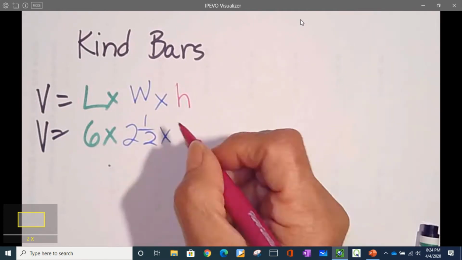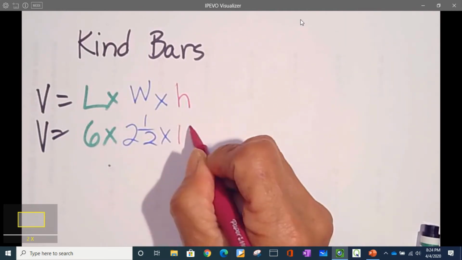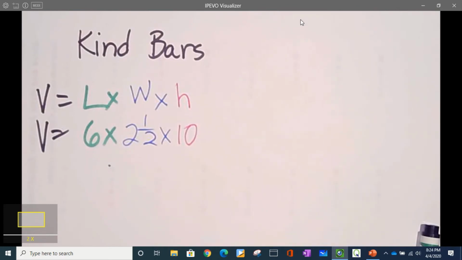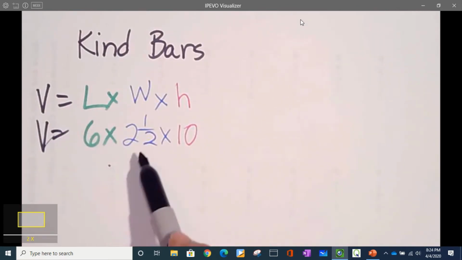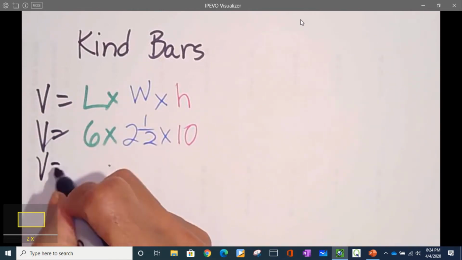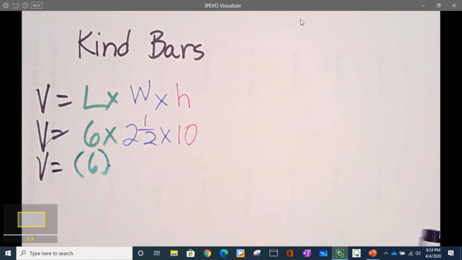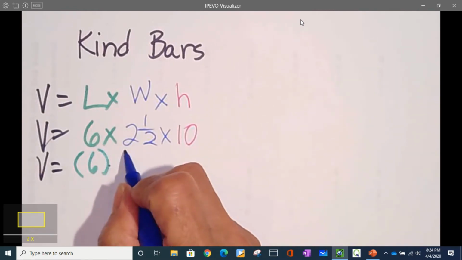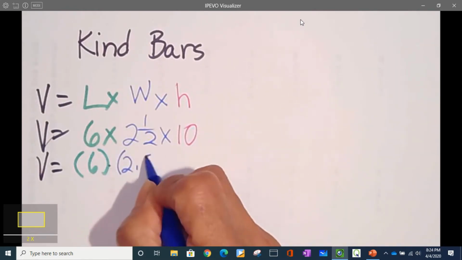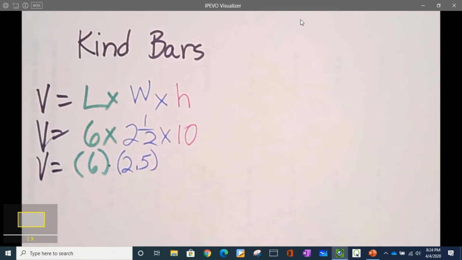times my height, 10. Again, we want to make sure we convert our numbers so that they are decimals, and because this is a half, it's much easier to convert. 6, 2.5, because 1/2 is 50, like 50 cents, and 10.